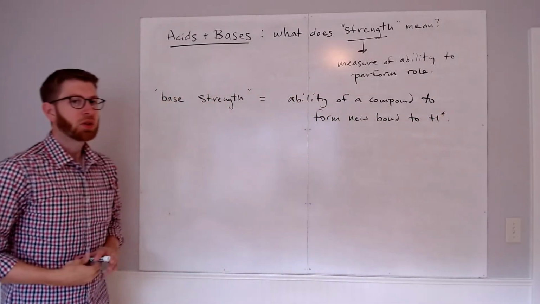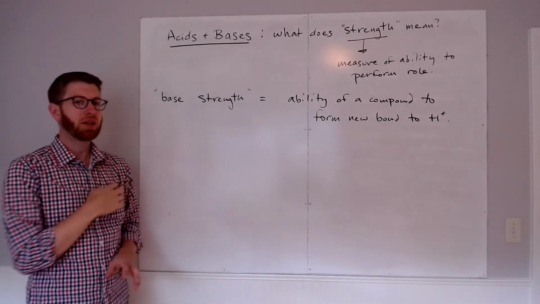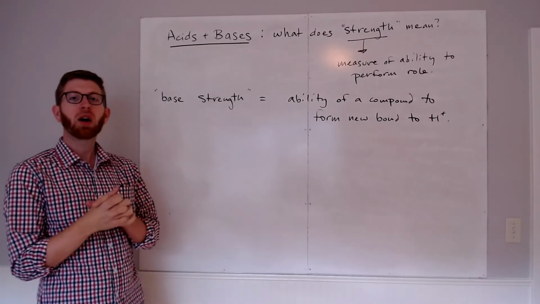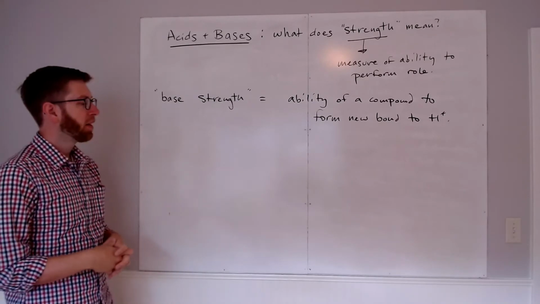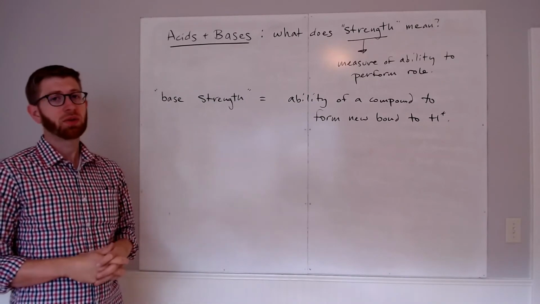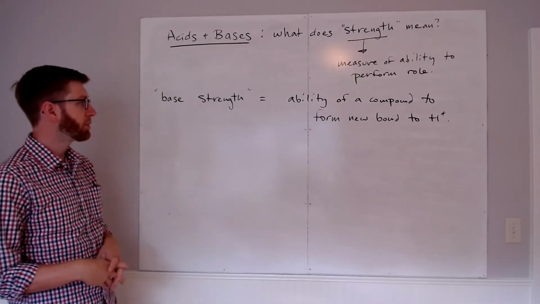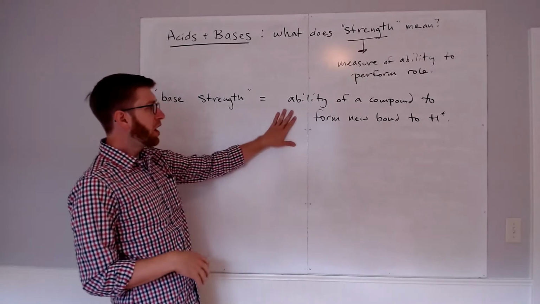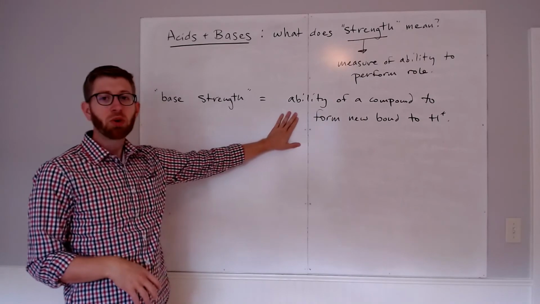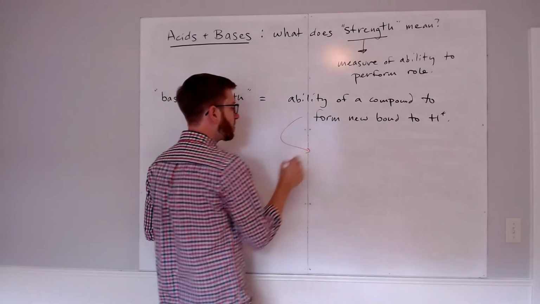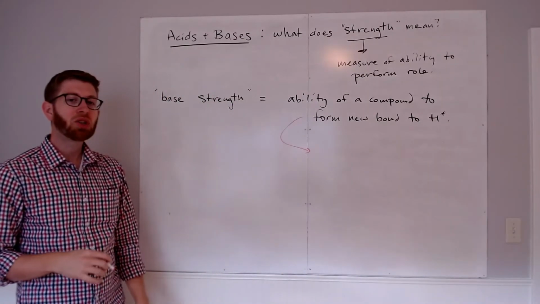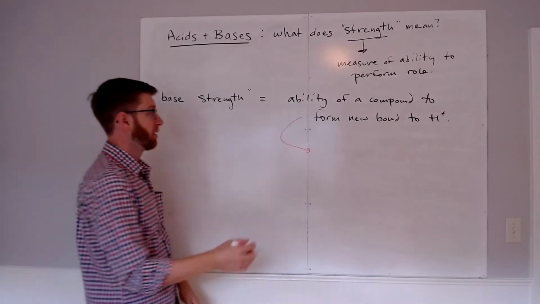Okay, so this is a little bit different, and this is actually going to be critically important for how we use acid-base chemistry in this semester, and all through the semester, not just Unit 2. So this is a really foundational concept. If we're talking about the ability of a compound to form a new bond to H+, what we're really describing, when we get down to it, is the ability of the compound to use its electrons.